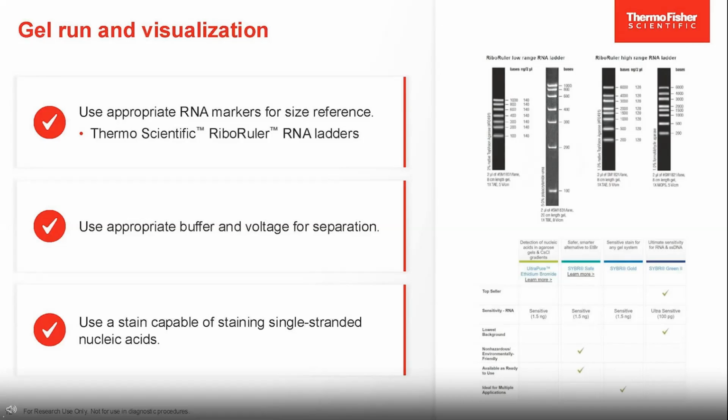Additionally, if you are imaging your gel after the run, you have to use a stain that binds to single-stranded molecules. In this case, it would be something like SYBR Gold, which shows a strong affinity for single-stranded molecules.